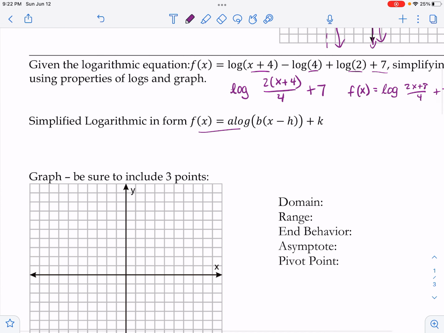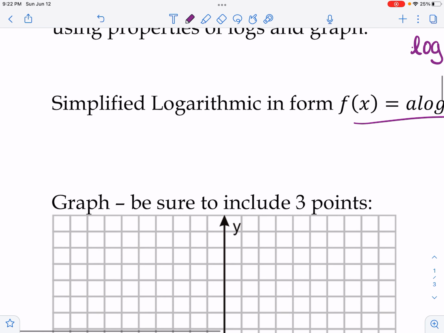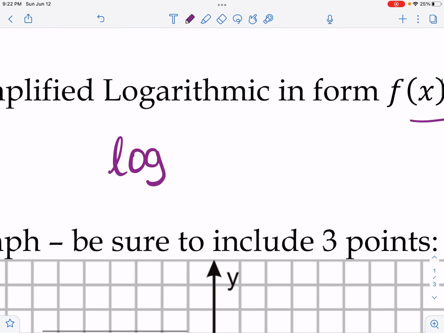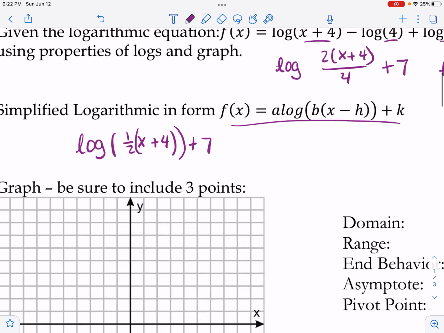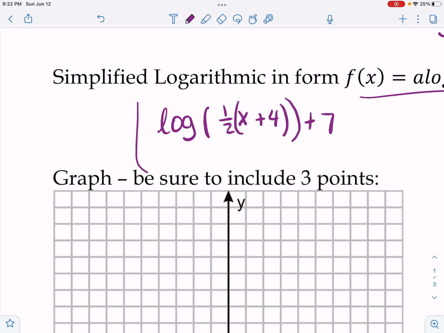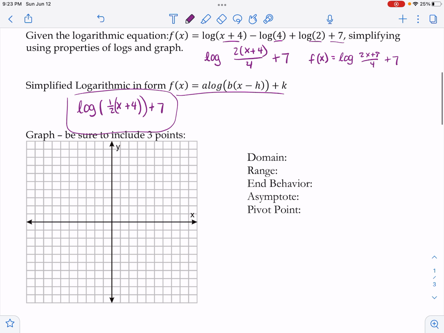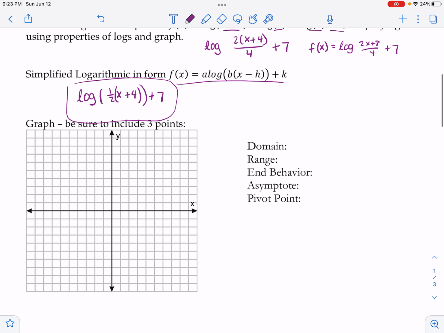And if we want to simplify into this form, we would just make it into x plus 4 plus 7. So that would be our simplified logarithm.